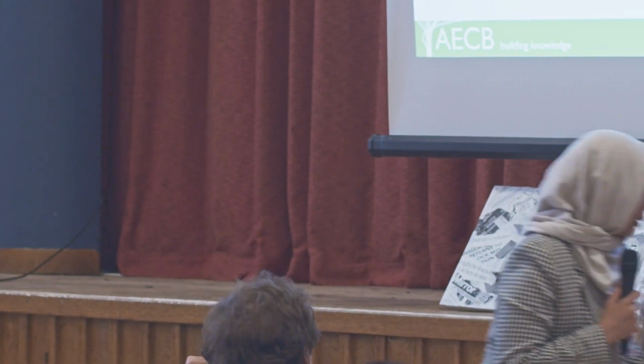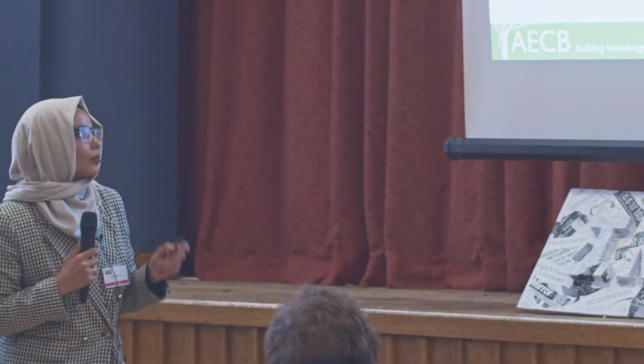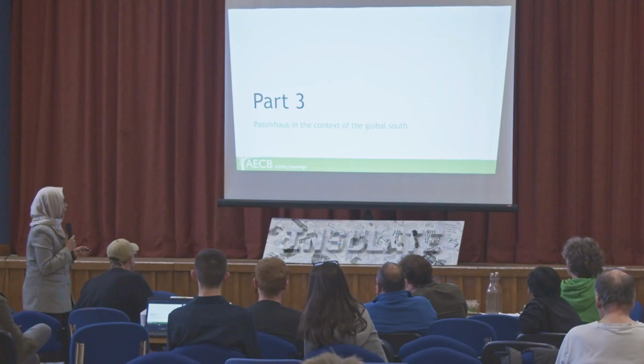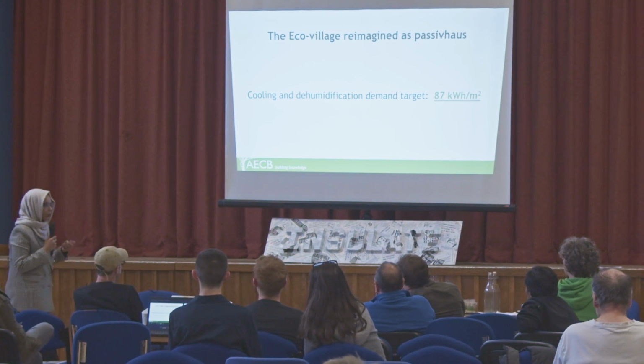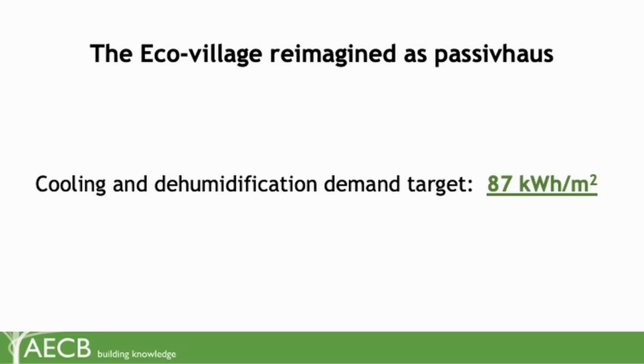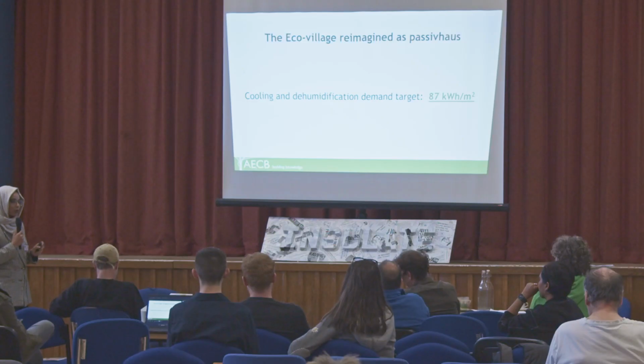Yep, no problem. Okay, so we're going to talk about the third context, which is Passivhaus in the context of the Global South. So we wanted to see, if we wanted to turn our project into a Passivhaus, what would it require? First of all, the cooling and dehumidification demand would be 87 kilowatt hours per meter squared, which is significantly higher than what it is for a heating climate, which is just 15. And that's because Passivhaus acknowledges that in these countries, you can't really do that with 15. It's a lot. And now consider this compared to how much it would be just using a fan. It's a very significant load because you're not only cooling, you're also dehumidifying.